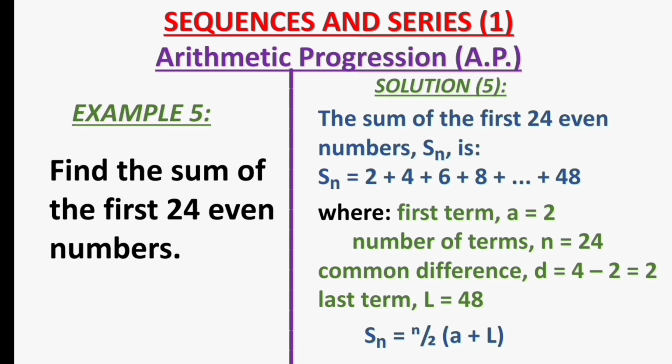To get the sum of the first 24 even numbers, which is an arithmetic progression series, let's use the first arithmetic progression series formula, which is S subscript n is equal to n over 2 into (a plus l) in brackets. When you substitute 24 for n, 2 for a, and 48 for l into this formula, what will be the sum of the first 24 even numbers? Let's see if you are right.